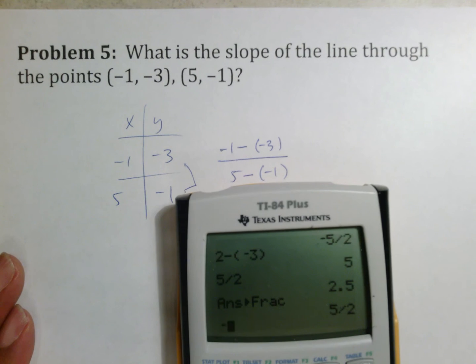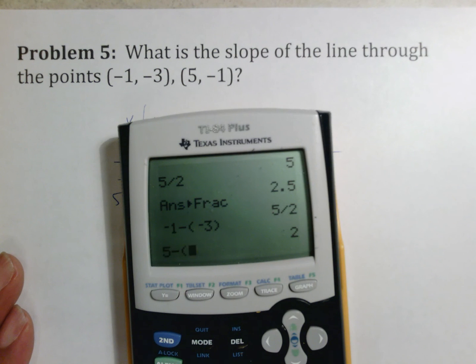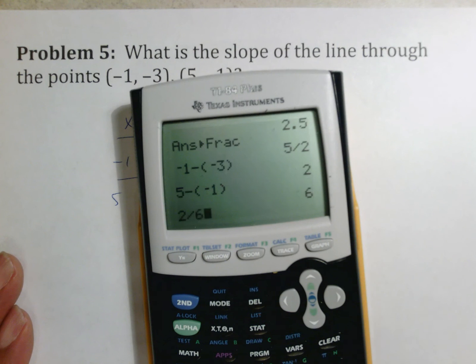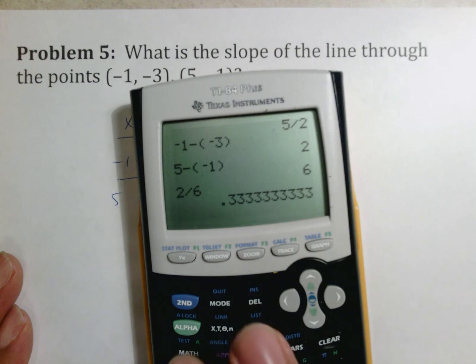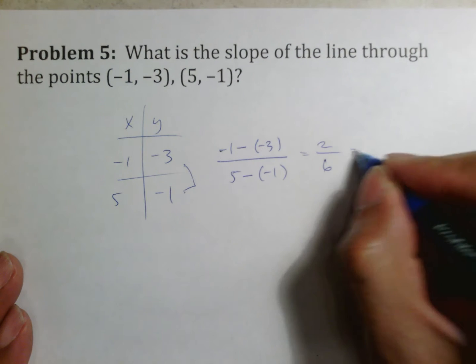Then you type it in, negative 1 minus negative 3, which is 2. 5 minus negative 1, which is 6. And then we go ahead and see what this is. 2 divided by 6 is 0.333, so we hit math, enter, enter, which gives us the answer of 1/3.